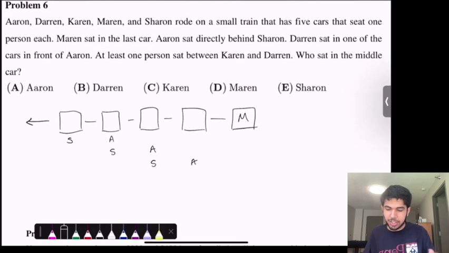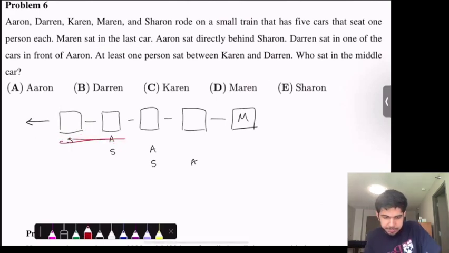Darren sat in one of the cars in front of Aaron. So let's deal with that next. We don't know where Aaron sat, but we have 3 cases. So let's just deal with those 3 cases and see what we can gather. In this first case, where Sharon is here, Aaron is here, Darren can't sit in front of Aaron because the only seat in front of Aaron is this car, which we already said Sharon occupies. So we know that this case just can't happen whatsoever. So we can just cross this out.